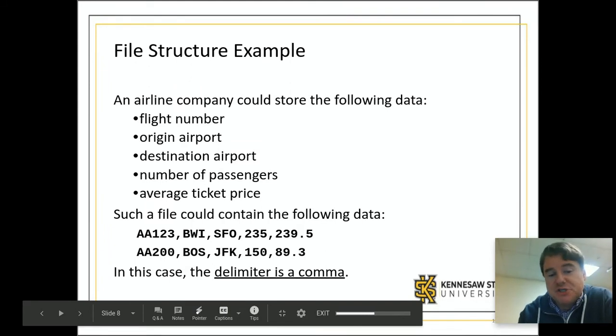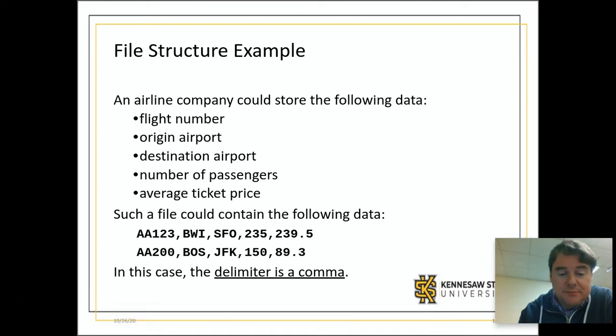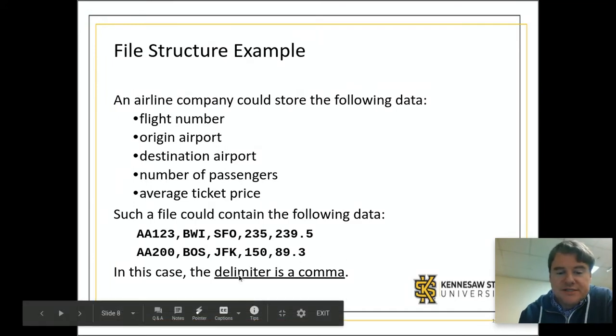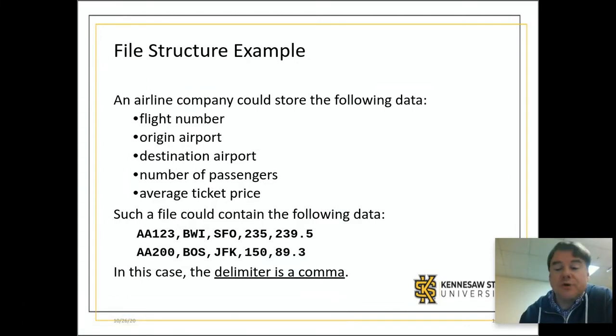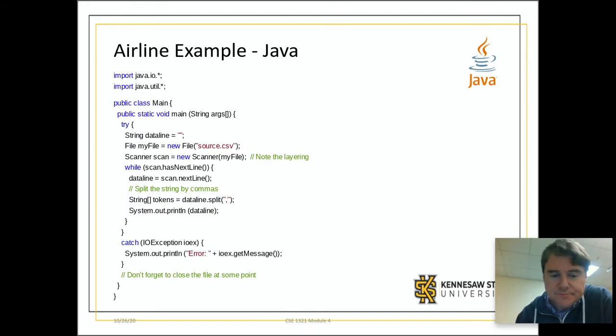Tokens at position 0 would have AA123, whereas tokens at position 1 would have BWI, and tokens at position 2 would have SFO, and so on and so forth. So this gives you a bunch of cells in an array, each of which has a string, and then of course you could manipulate them however you want to. In this case, all we did was print it out, so it's not a very useful program. It just prints out the original line, even after it's split it up into those separate tokens.